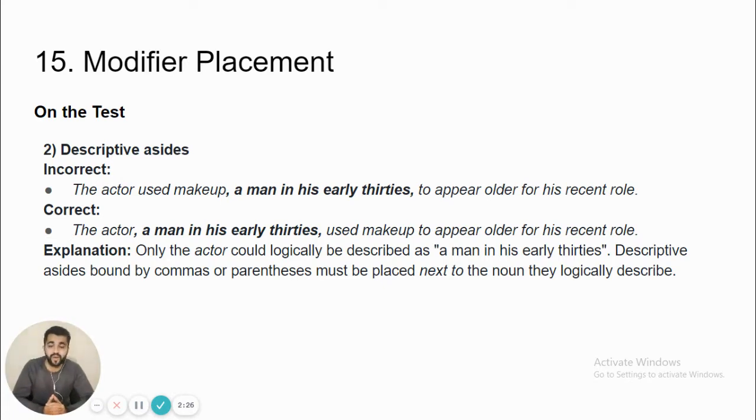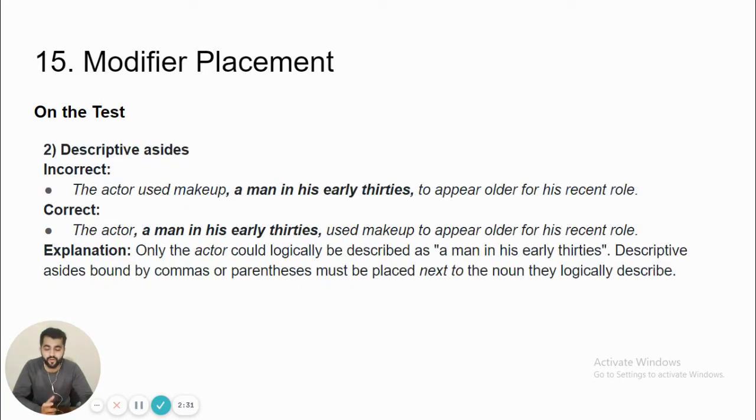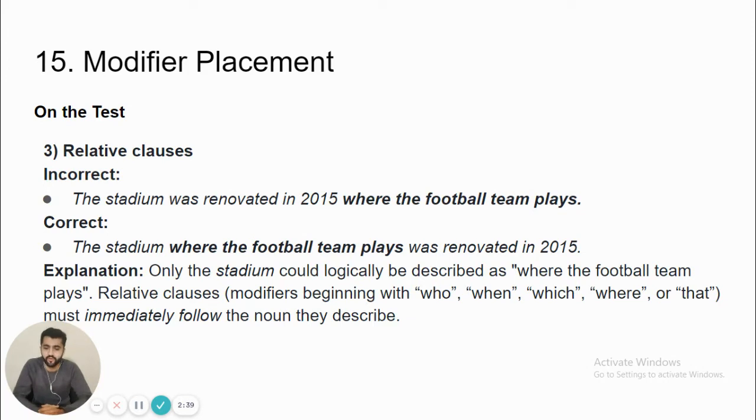The idea is the same as we covered in the last one, that is introductory modifying phrases, that the modifier should be right next to the noun that is being modified or being described. Number 3, relative clauses. The stadium was renovated in 2015 where the football team plays, right? And the correct one is: The stadium where the football team plays was renovated in 2015.